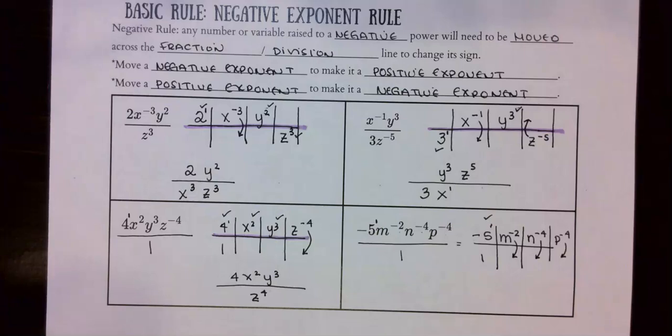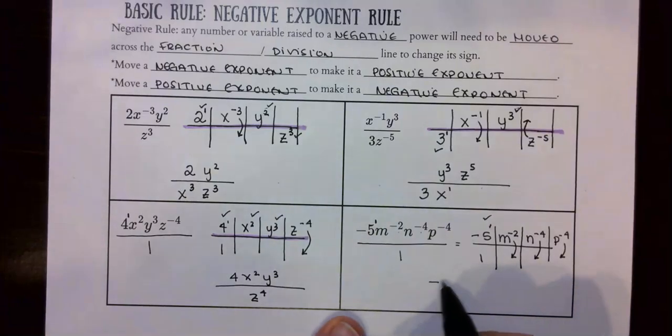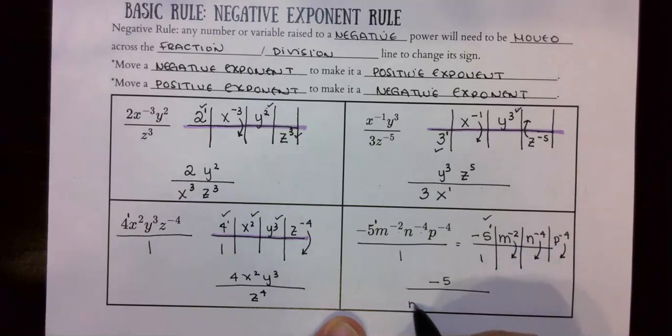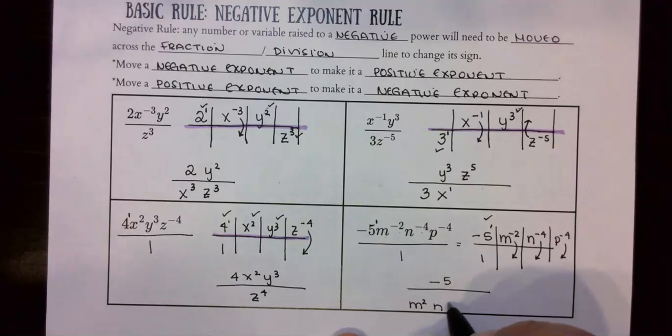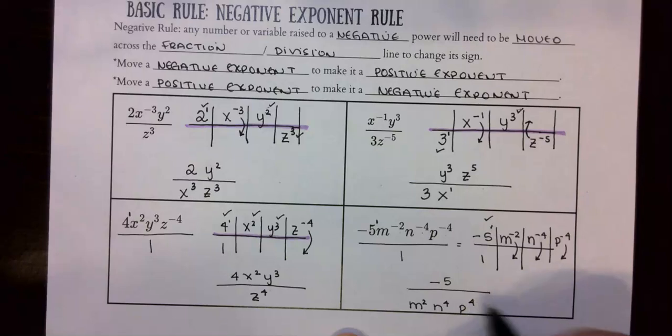So let's go ahead and clean this up. So we have this negative 5 on the top. This m has a positive 2 once you move it down, n to the 4th power once you move it down, and then p to the 4th power. This is our final answer because we only have one m, one n, one p. No negatives, no zeros. This is our final answer.